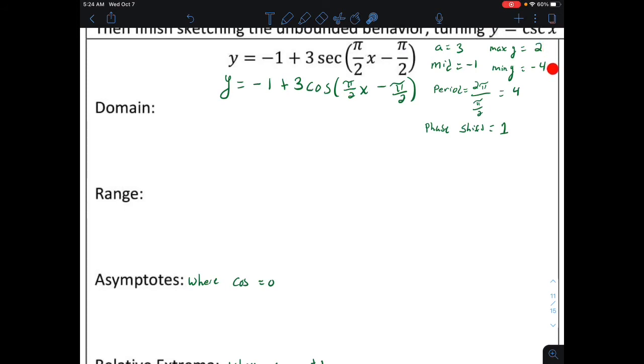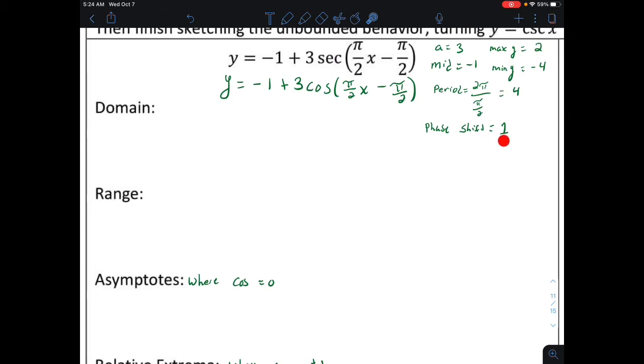Minimum y would be -4, midline minus amplitude. Then we go find our period, 2 pi divided by w, which gives me 4. And in my phase shift, set the inside equal to 0. Solve for x. That gives me a phase shift of 1, which is my starting point.